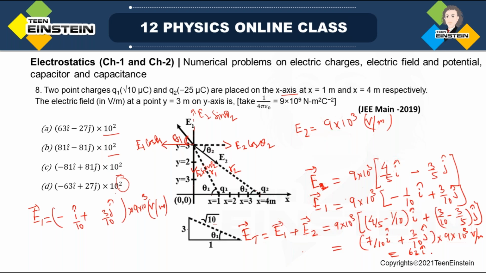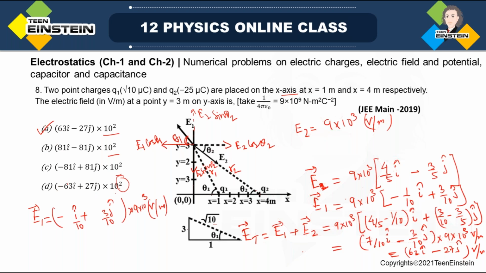Okay, so 63 I cap. I hope it will be actually minus, this will be minus again, so minus 27 J cap. Okay, so this will be the answer finally. You can see this first option will be the correct answer for this case.